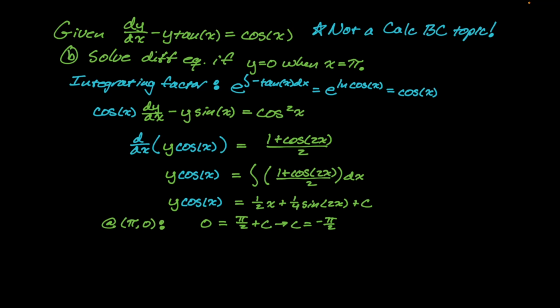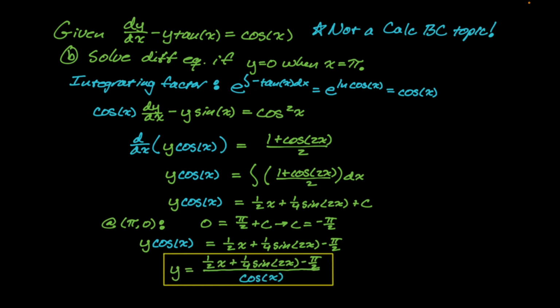And then we have to solve for y, so I'm just going to divide by cosine of x, and it's not going to look really pretty, but this is what we get. Now I'm going to divide by cosine of x and get that.